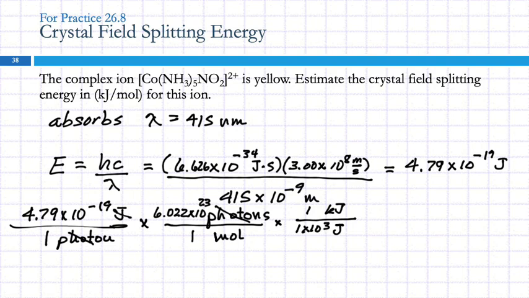Okay, so we've got that 4.79, and then we're going to multiply by 6.022 times 10 to the 23rd, and we're going to divide by 1,000. And we're going to get 288 kilojoules per mole.